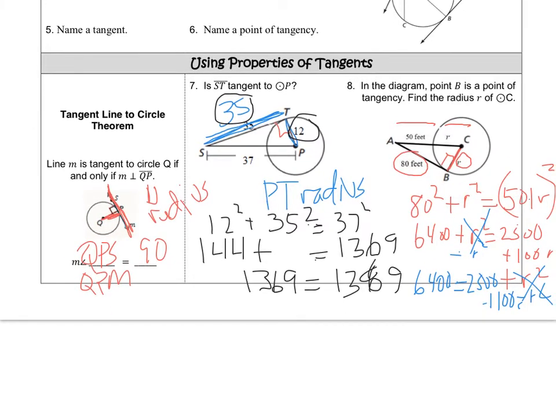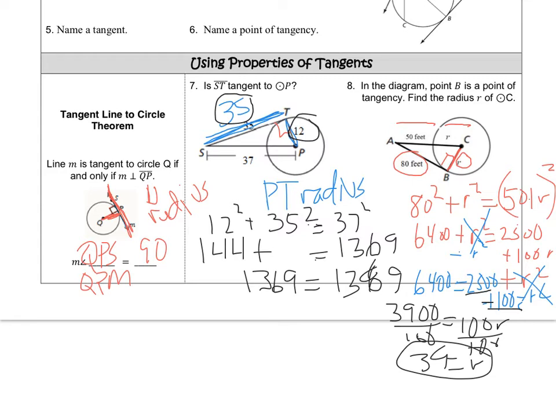Okay, and so now I need to, if you look over here, I have 2,500 plus 100r. Well, let's get rid of this 2,500. So we would subtract 2,500 from both sides, and when we do, we get 3,900 equals 100r. How can you get r by itself? Divide it, right? And so you get r equals 39, and so the radius is 39. Okay, so that was a review problem from the previous set.